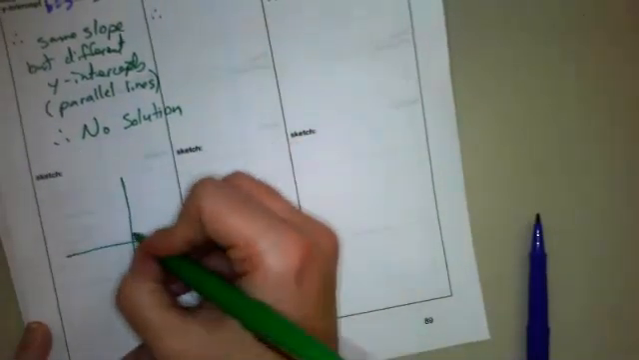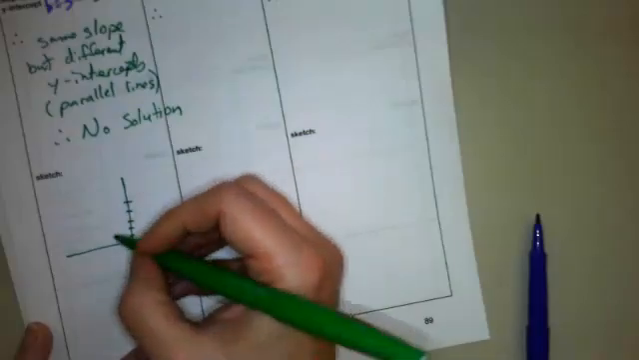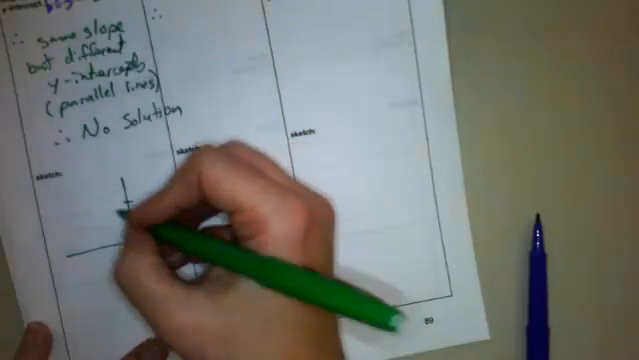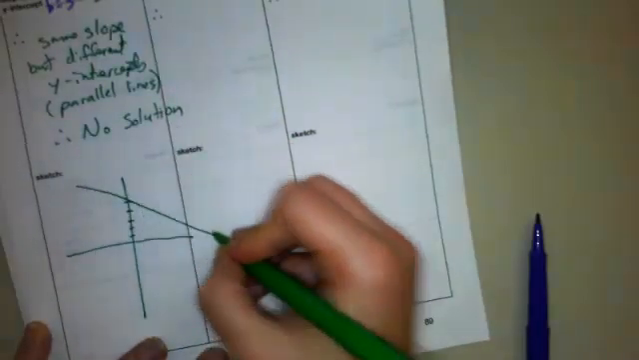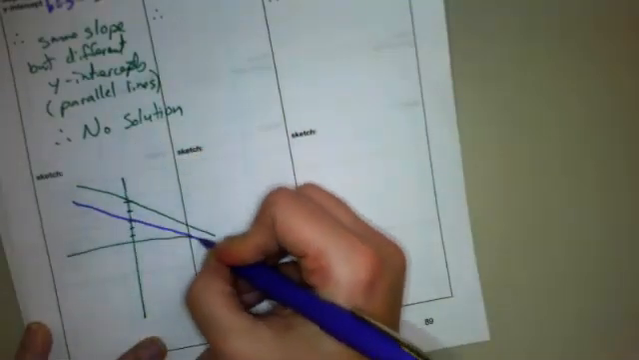If we look at a sketch of what that's going to look like, you're going to have a line that looks like that, and a line that looks like that. Those are going to be parallel. That doesn't look very parallel, but they are. And you're going to have no solution.